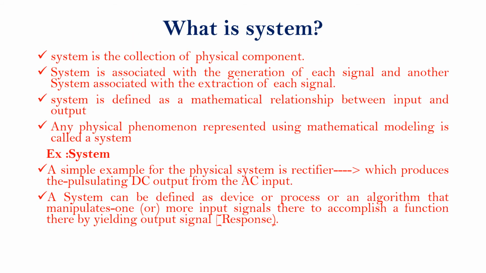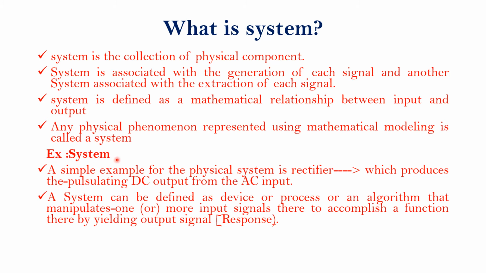Next, we are going to see what is a system. A system is a collection of physical components. One system is associated with the generation of a signal and another system is associated with the extraction of a signal. A system is defined as a mathematical relationship between input and output. Any physical phenomenon represented using mathematical modeling is called a system.